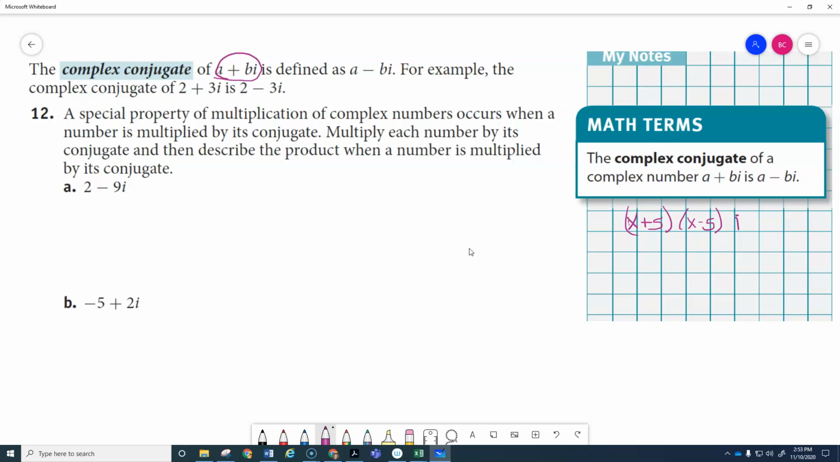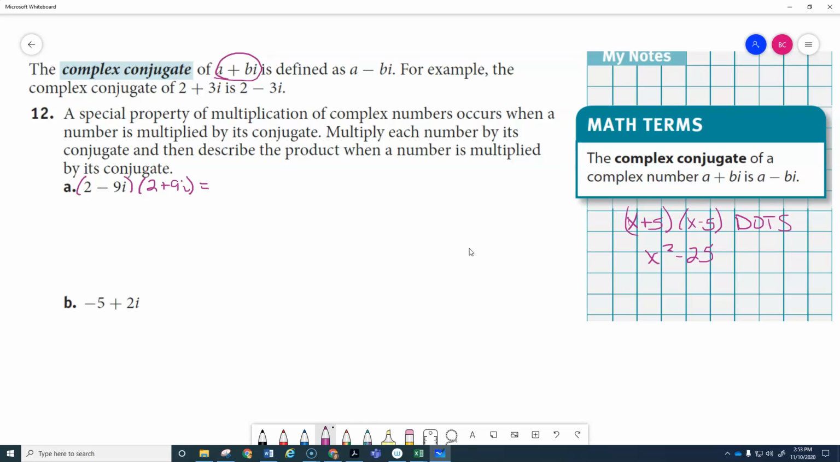Where do you see this? In the difference of two squares. When you have x squared minus 25, the factors of that are conjugates of each other. They have the same a term, the same b term, but the b term has opposite signs. So writing the conjugate: here's the binomial or the complex number, and they want us to write its conjugate. The conjugate of that one is 9 plus 2i. And then they want us to multiply them.